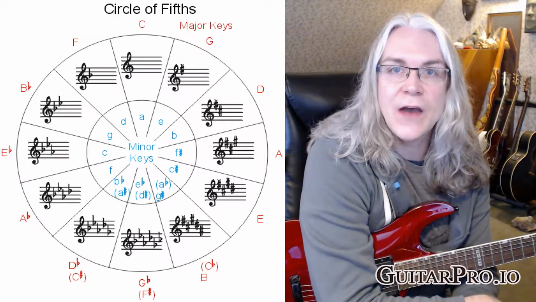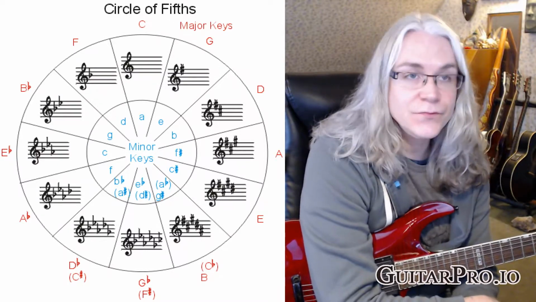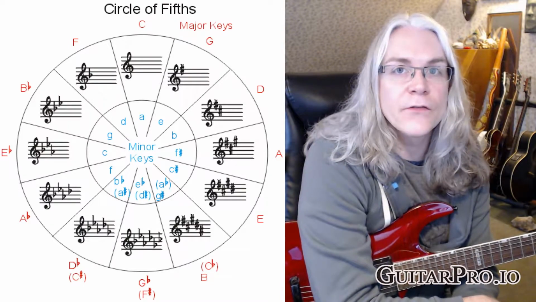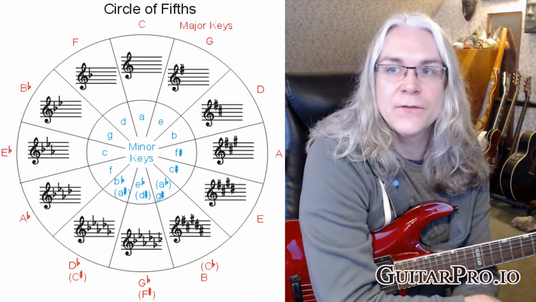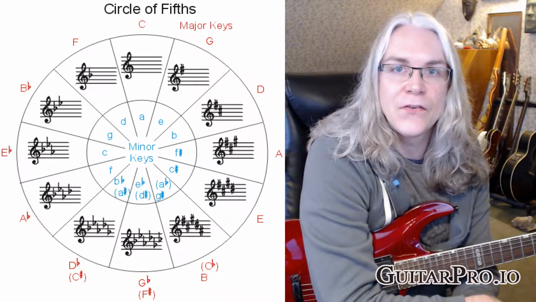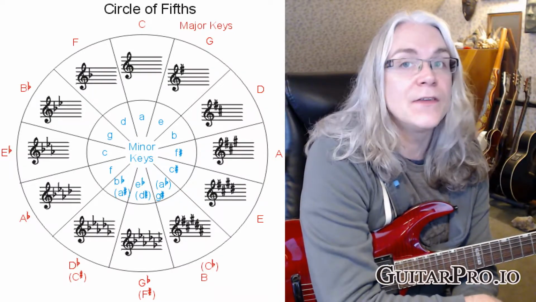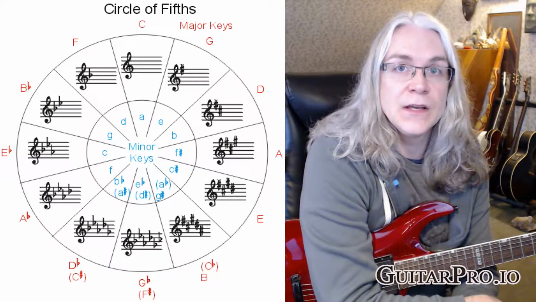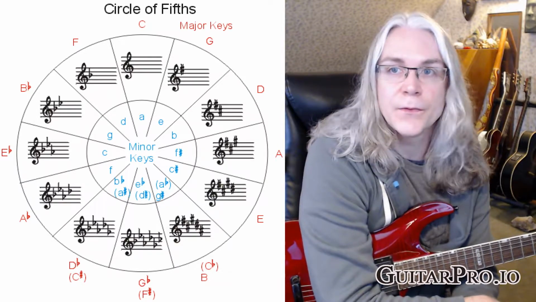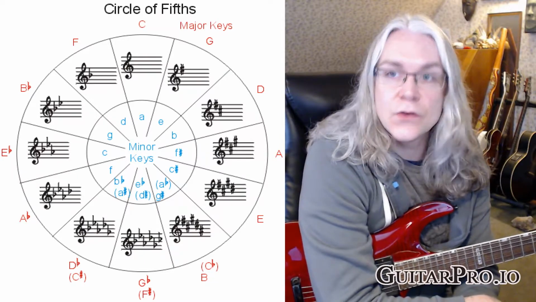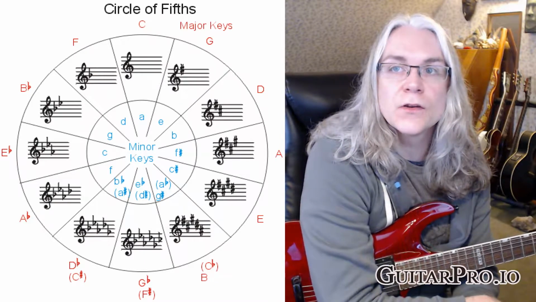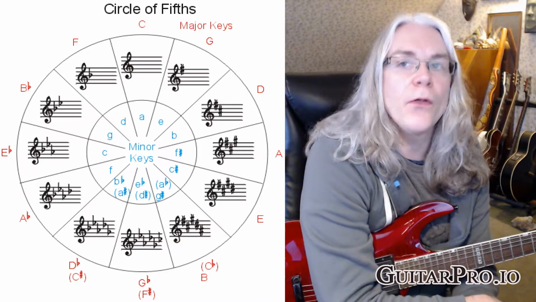Same thing if we're doing this in a sharp key. We're looking at the key of A. The key of A has 3 sharps, and we know the order of the sharps: F, C, G, D, A, E, B. If you have 3 sharps, it's going to be F, C, and G sharp. So the key of A has A, B, C sharp, D, E, F sharp, and G sharp, and that is the key of A.